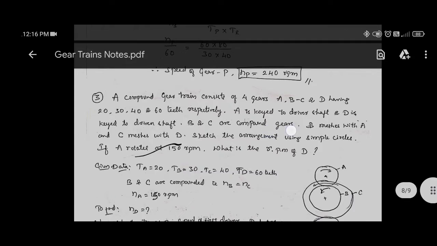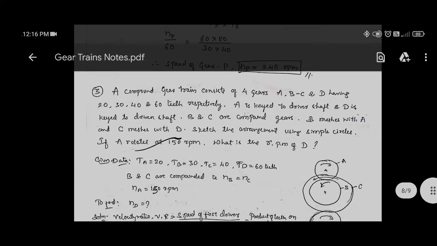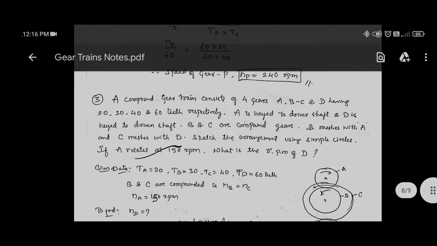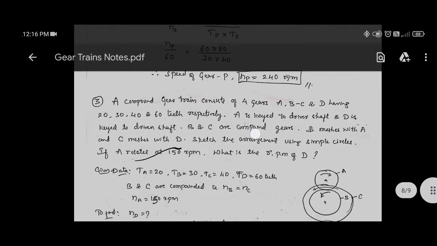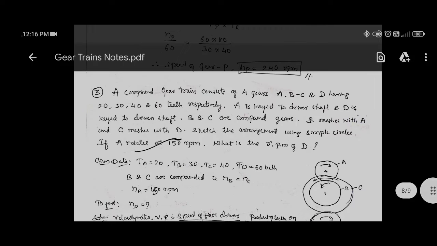A is keyed to the driver shaft. Sorry, A is keyed to the driver shaft, and D is keyed to the driven shaft. Something is missing in here.